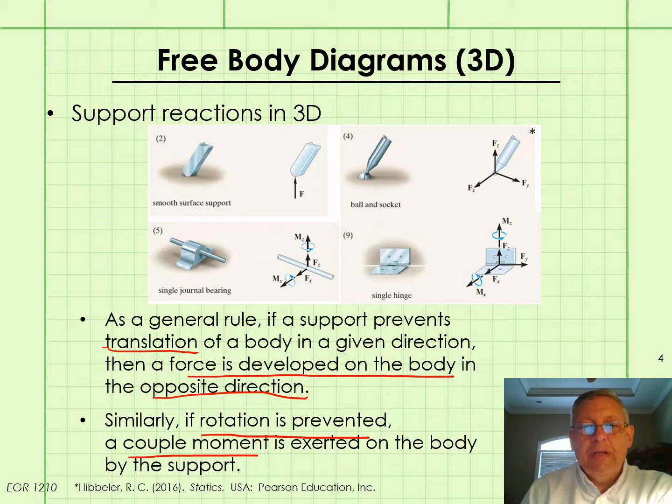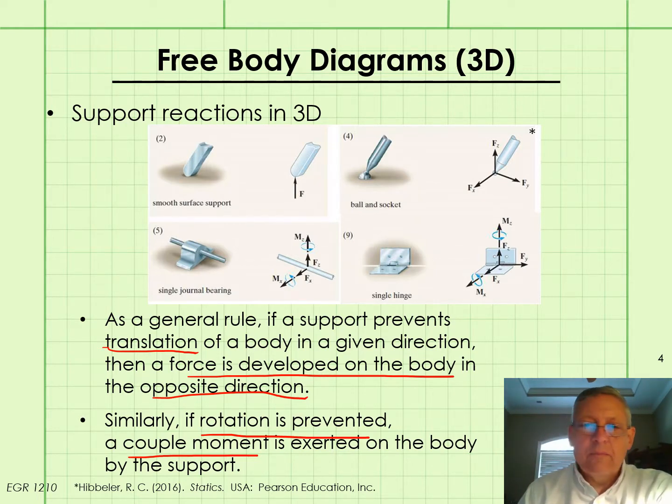No different than the 2D case, but realize now that instead of 3 equations of equilibrium like we had in the 2D case, 2 force equations and 1 moment equation, we now have 3 force equations, x, y, and z, and 3 moment equations about the x, y, and z axes. So a support can restrict or prevent translation and rotation in a total of 6 directions.